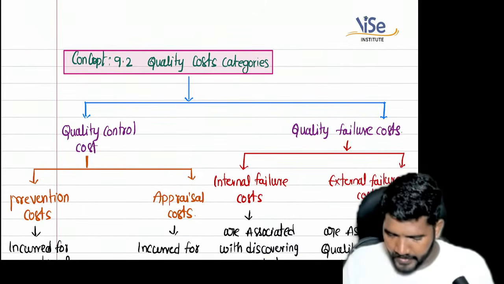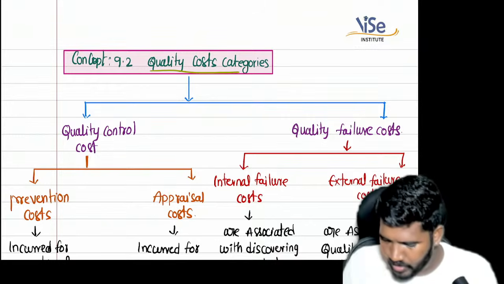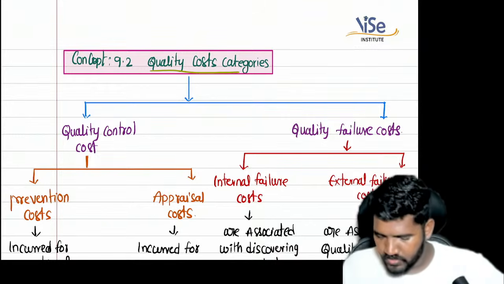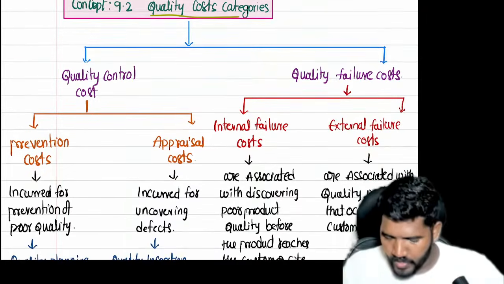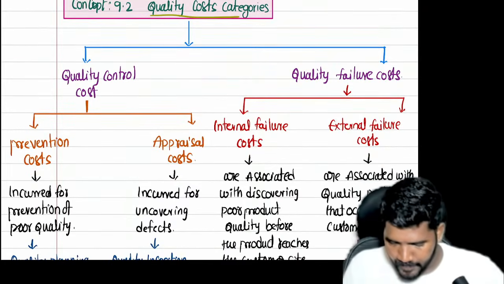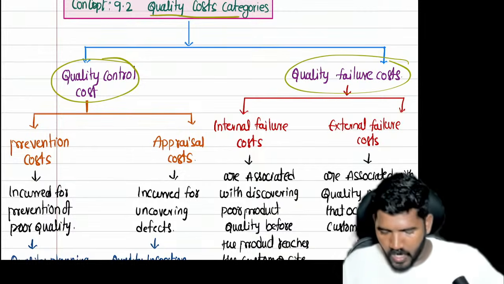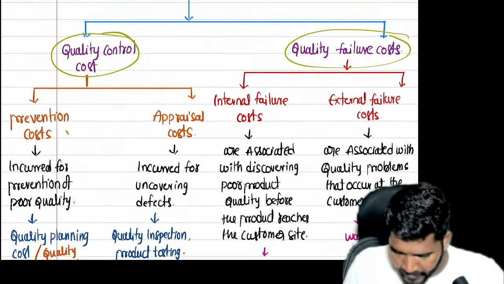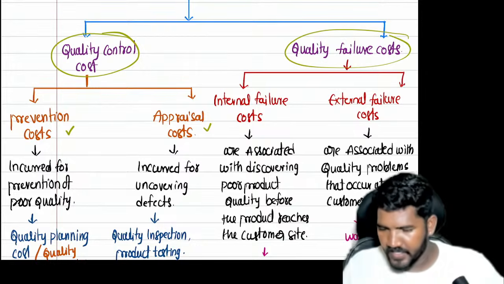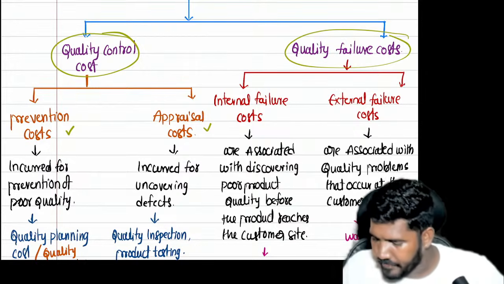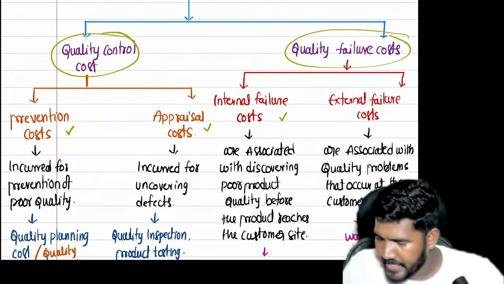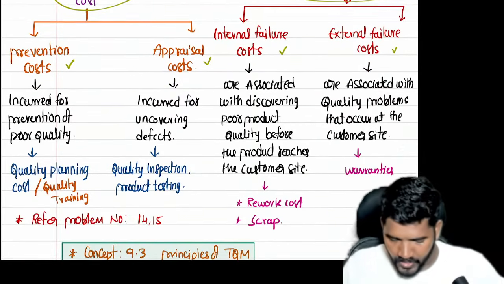Okay, Sujit. When it comes to this, there is a concept called quality cost categories. Quality costs are classified into two types: quality control cost and quality failure cost. Under quality control cost, prevention cost and appraisal cost are there, and under quality failure cost, internal failure cost and external failure cost. Let us check here.